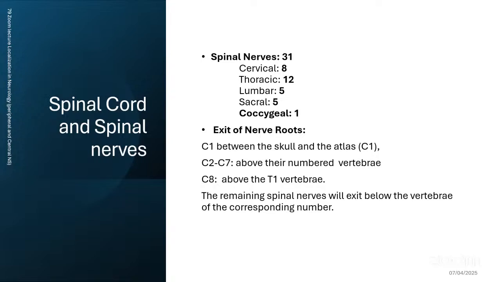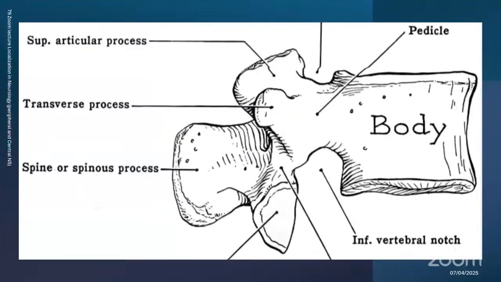For each segment, the motor nerves are exiting. The sensory inputs are coming into the spinal cord at the same level through the dorsal route. We'll show you that. So this is a vertebral body which has got a pedicle, superior articular process, the spinous process, the transverse process, and the inferior vertebral notch.